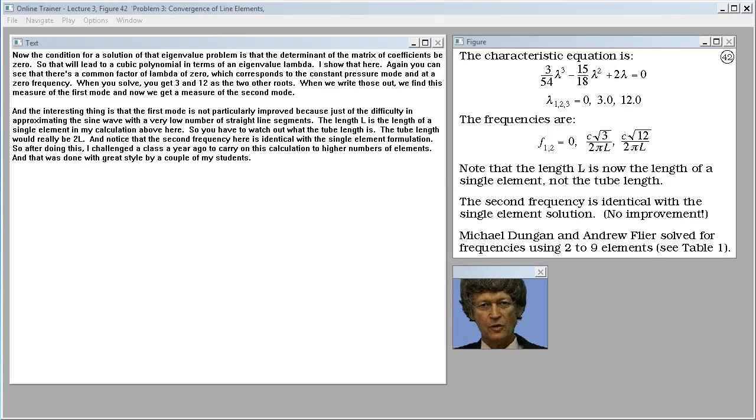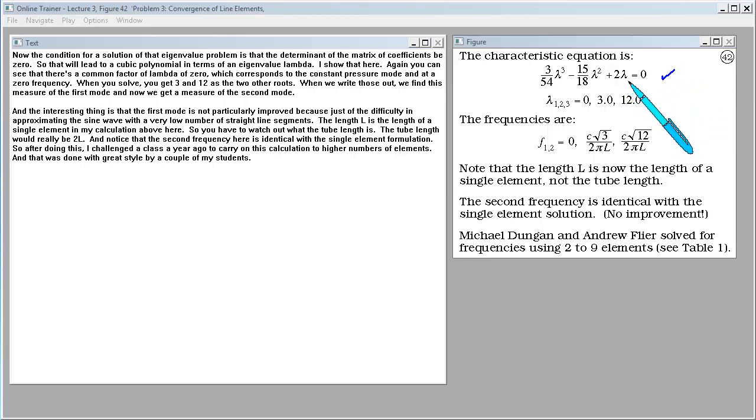Now the condition for a solution of that eigenvalue problem is that the determinant of the matrix of coefficients be zero. So that will lead to a cubic polynomial in terms of an eigenvalue lambda. I show that here. Again, you can see that there's a common factor of lambda of zero, which corresponds to the constant pressure mode at zero frequency. When you solve, you get 3 and 12 as the two other roots.